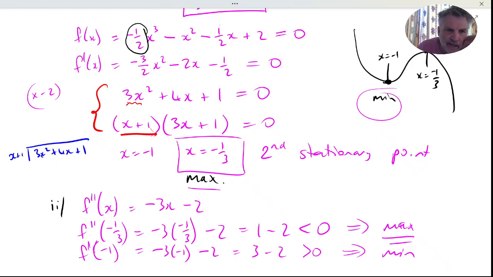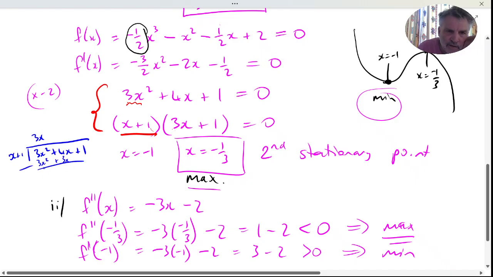So x goes into 3x squared 3x times. 3x times x is 3x squared. 3x times 1 is 3x. You do a big subtraction, that gives us 0 here and gives us x here. You bring down the 1, x plus 1 goes in here 1 time, and this is the other factor that we found. So there's 2 methods to factorize there. I guess your calculators can help you as well.